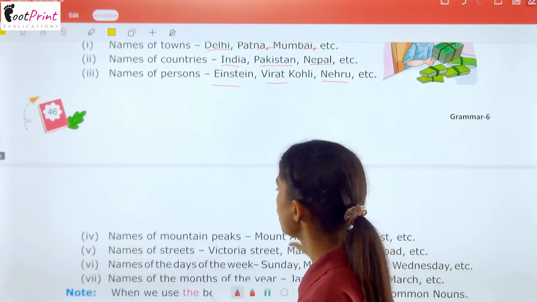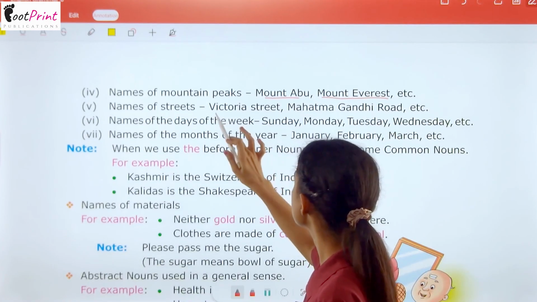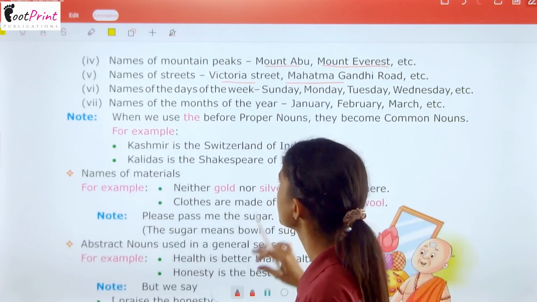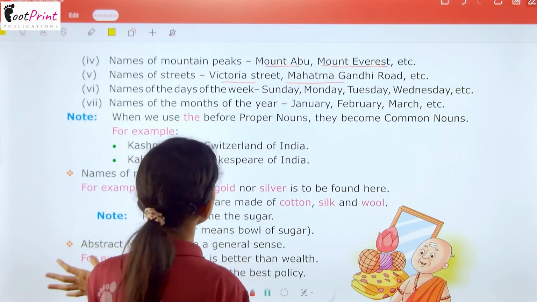The is omitted. Names of mountain peaks: Mount Abu, Mount Everest. Names of streets: Victoria Street, Mahatma Gandhi Road, etc. Names of the days of the week: Sunday, Monday, Tuesday, etc. Names of the months of the year.